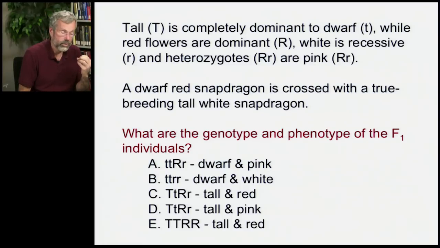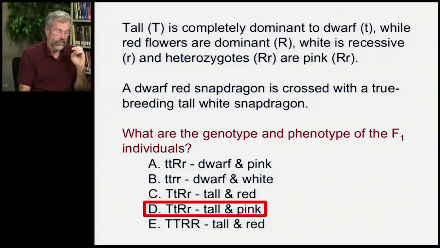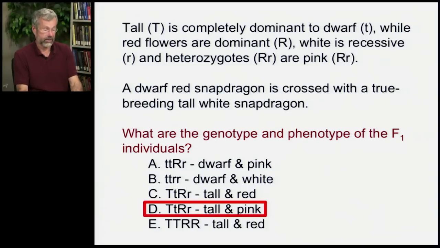So we've got a dwarf red Snapdragon crossed with a true breeding white tall Snapdragon. So we know we've got homozygotes at all of these different loci. So our F1 is going to consist of a lot of heterozygotes. But because of incomplete dominance now, we're going to have a tall offspring, because tall is completely dominant to dwarf, so that's still complete dominance. But now they're going to be pink because there's incomplete dominance.